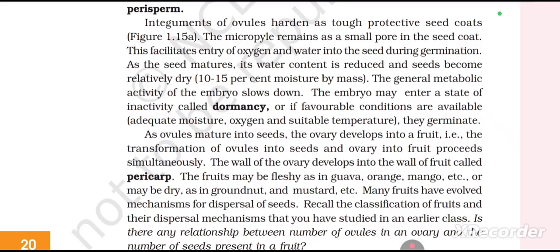The wall of the ovary develops into the wall of fruit called pericarp. The fruits may be fleshy as in guava, orange, mango, etc., or may be dry as in groundnut and mustard, etc. Many fruits have evolved mechanisms for dispersal of seed. Recall the classification of fruits and their dispersal mechanism that you have studied in the earlier classes. Is there any relationship between number of ovules in an ovary and the number of seeds present in a fruit?